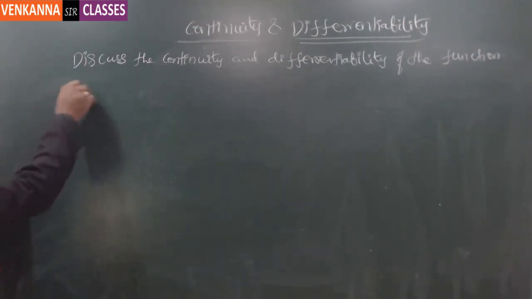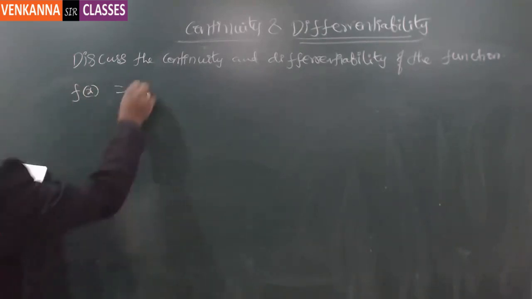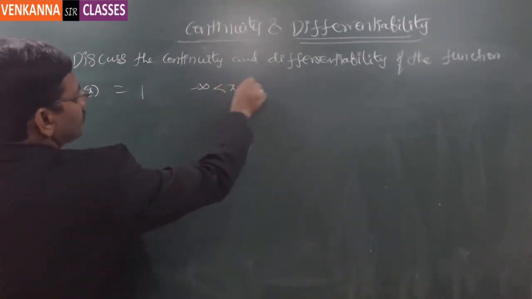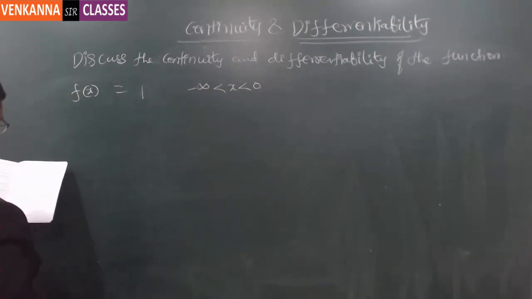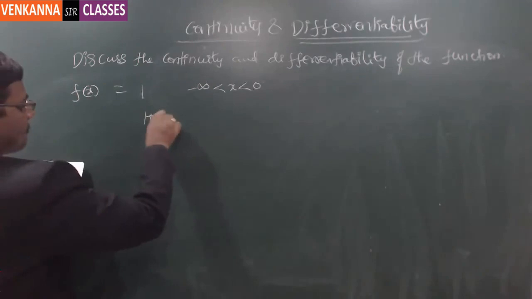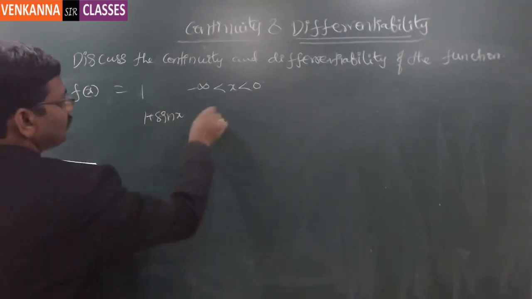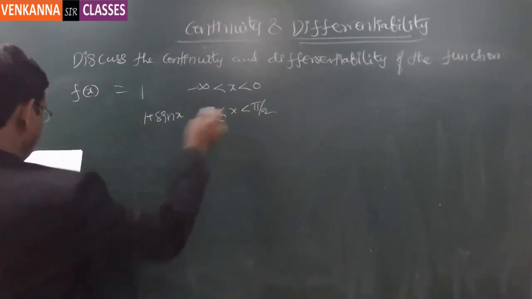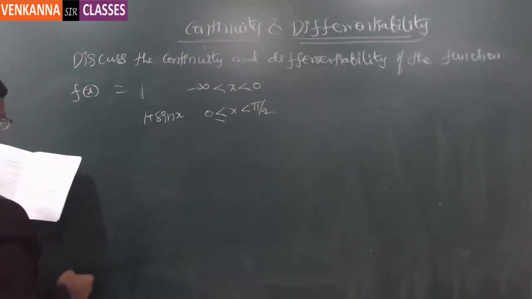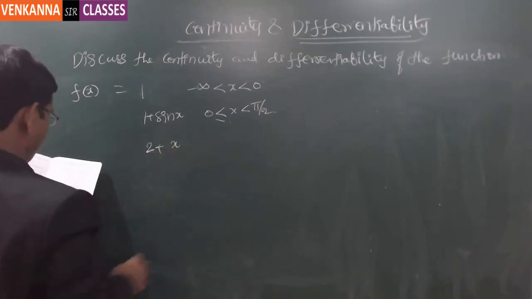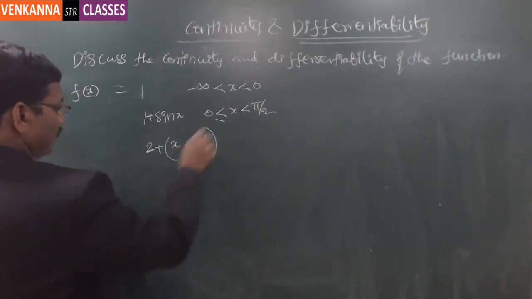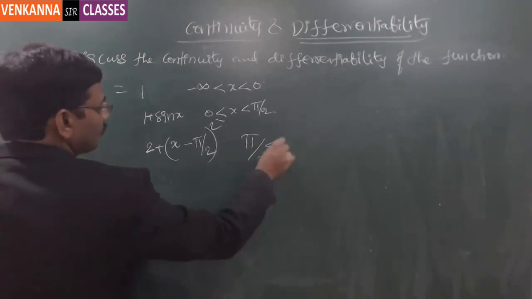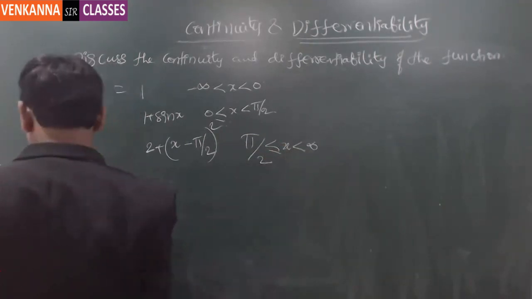f of x is equal to 1 for minus infinity less than x less than 0, and this is 1 plus sin x for 0 less than or equal to x less than pi by 2, and this is equal to 2 plus (x minus pi by 2) whole squared for pi by 2 less than or equal to x less than infinity. So this is the function.